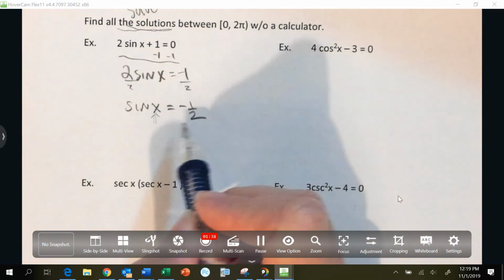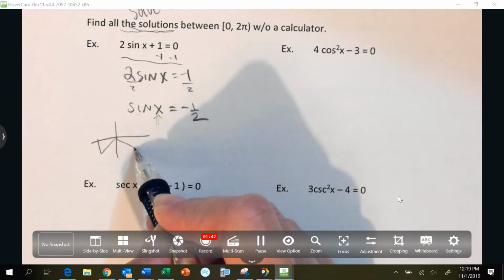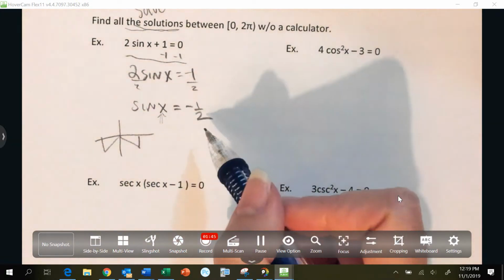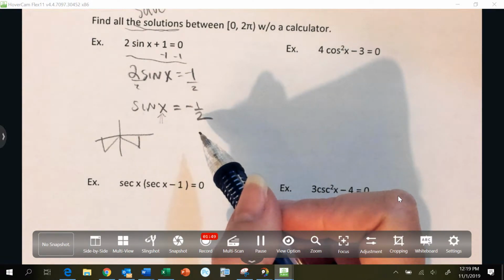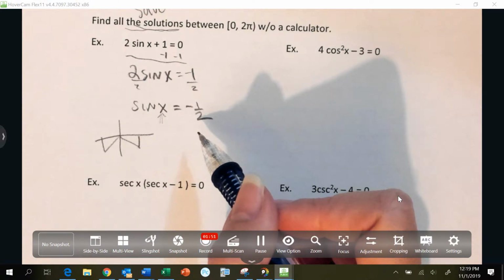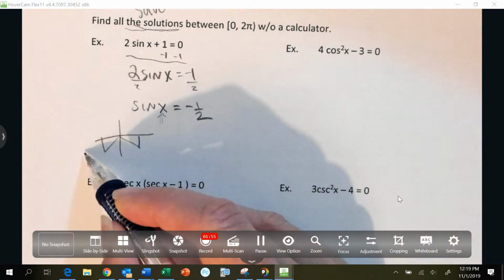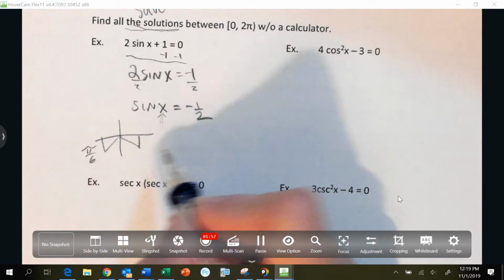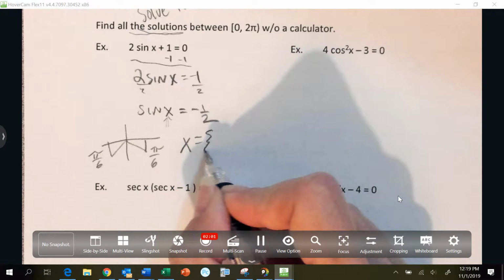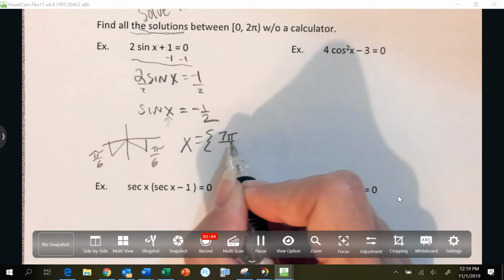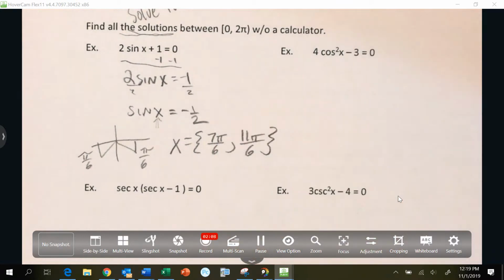So where is sine negative? These two quadrants. Where is sine 1/2? Pi over 6 is 30 degrees. So I need a pi over 6 that is in the third quadrant and a pi over 6 that is in the fourth quadrant. I get 2 answers.